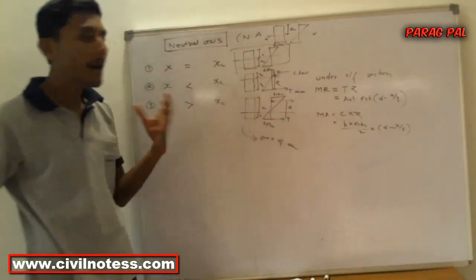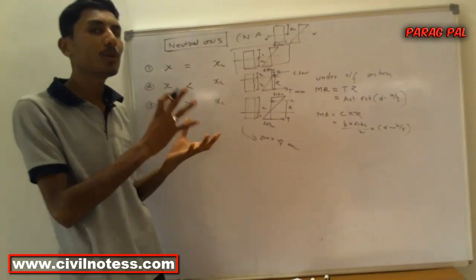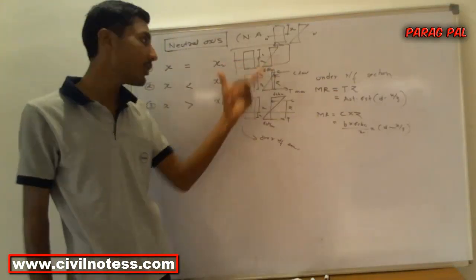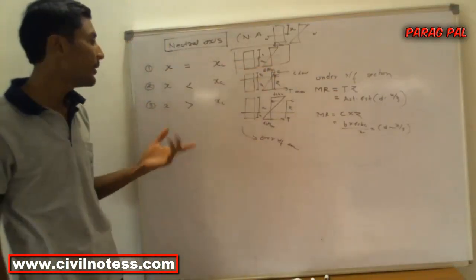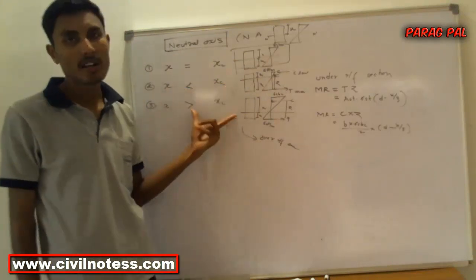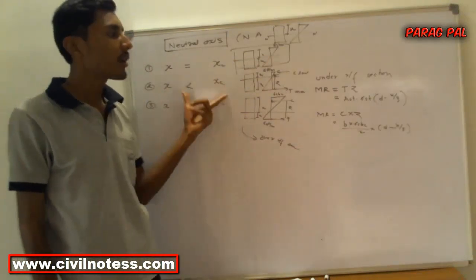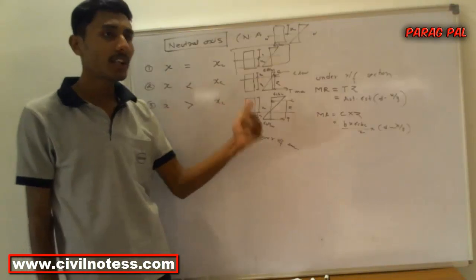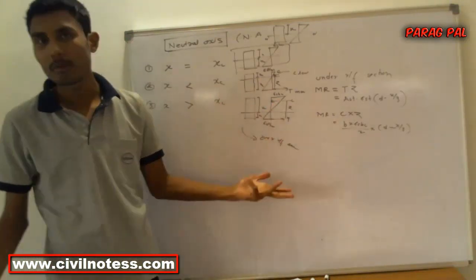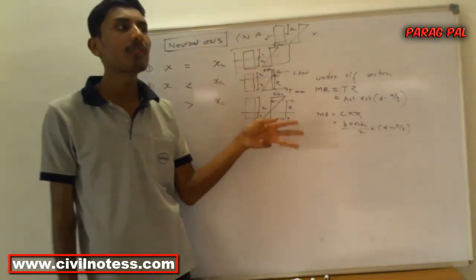Whatever beam we are going to design, we have to design it as a balanced section. We don't want an over-reinforced or under-reinforced section. If these two conditions occur, then in one case the steel may fail, and in the second case the concrete may fail. So both of these cases lead to failure.